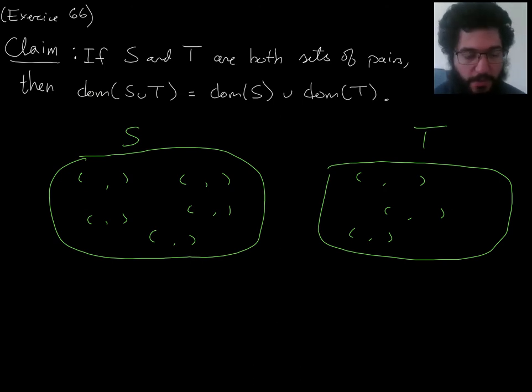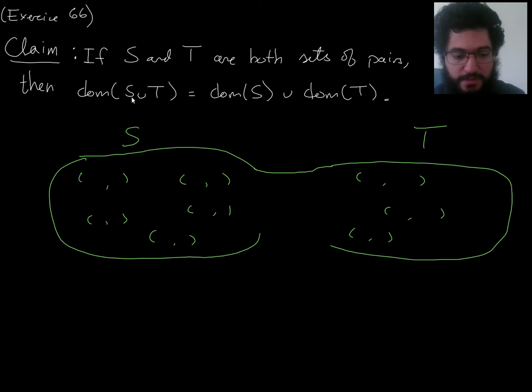Now, if you take the domain of a set of pairs, what you're doing is collecting in one set all the first positions, right? So what the left-hand side says is first take the union. So first do this, then you'll have S union T. Then take the domain of that. So then collect in a box all of these first positions that you find in the union. That's what the left-hand side says.